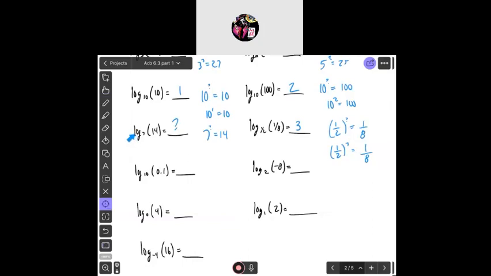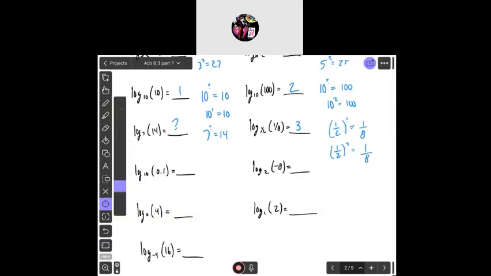Yeah, so this is log base 7 of 14. Log base 7 of 14 means 7 to the what is 14. Log base 10 of 10 meant 10 to the what is 10. So log base 10 of whatever is 0.1. Sorry, I couldn't hear you.